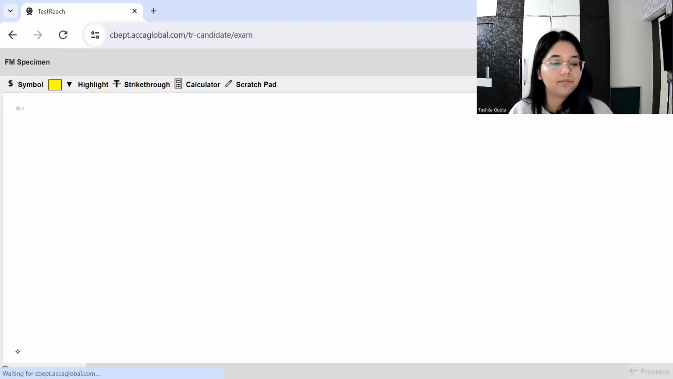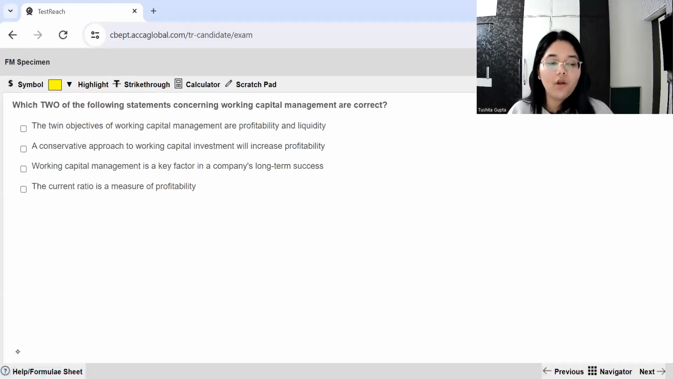Moving ahead. Which two of the following statements concerning working capital management are correct? So the twin objectives of working capital management are profitability and liquidity. This is absolutely correct. This is what we study. There is always a conflict, however, between these two objectives, but these indeed are the twin objectives of working capital management. A conservative approach to working capital investment will increase profitability.